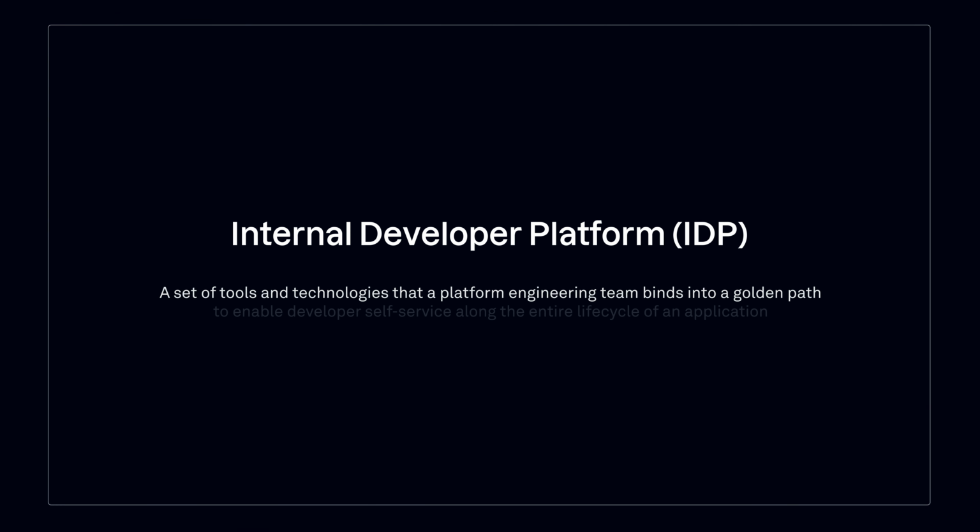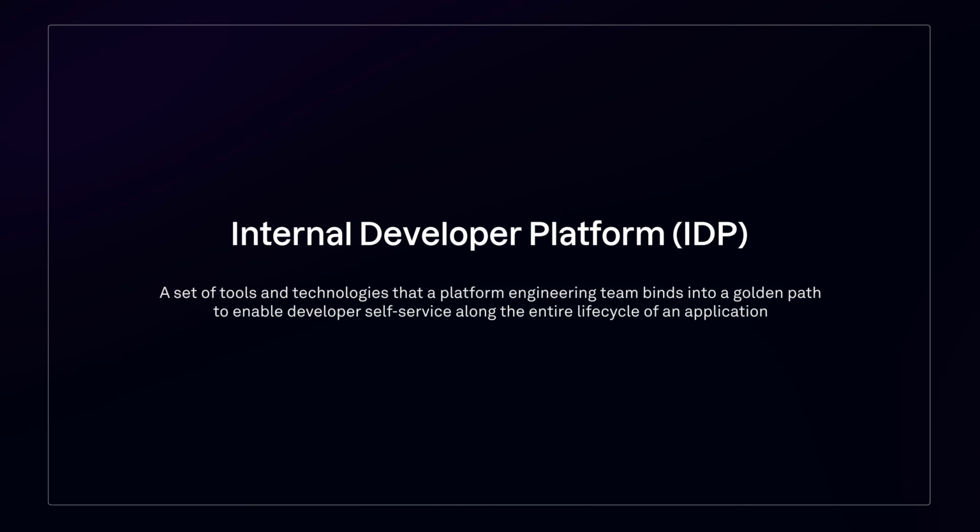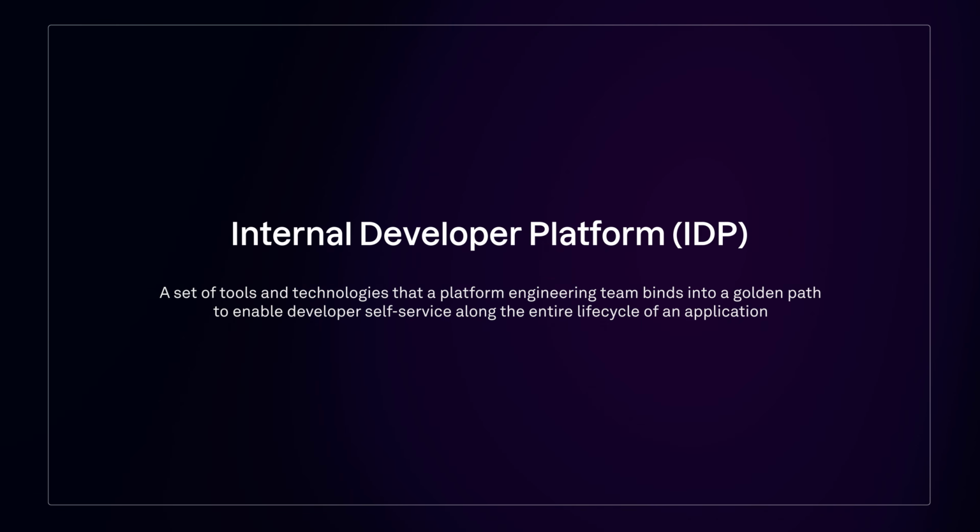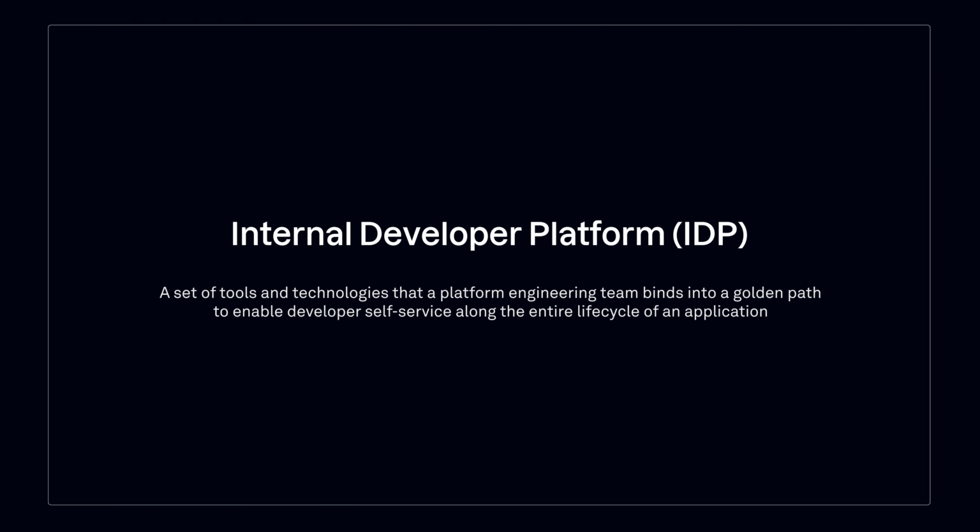An internal developer platform, abbreviated IDP, is a set of tools and technologies that a platform engineering team binds into a golden path to enable developer self-service along the entire lifecycle of an application. By providing developers with self-service capabilities while driving standardization, IDPs significantly boost productivity through a reduction in waiting times, distraction, or manual work for operation teams.